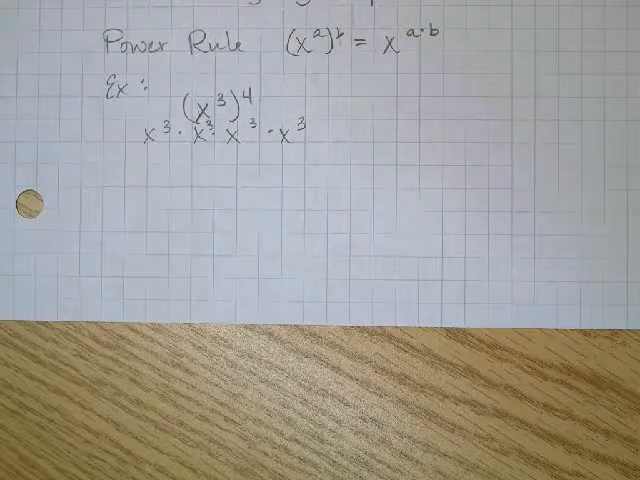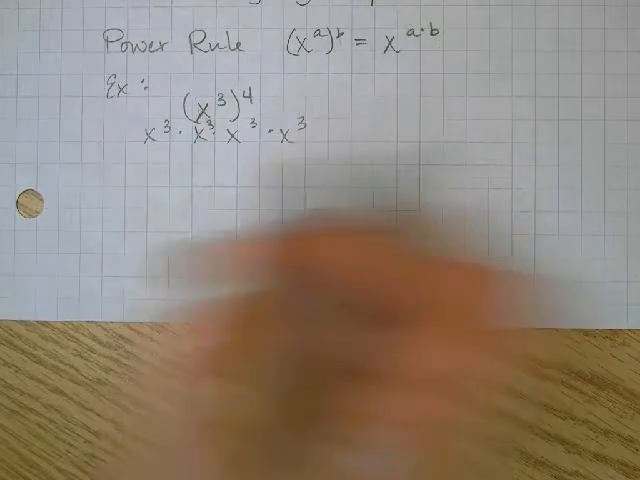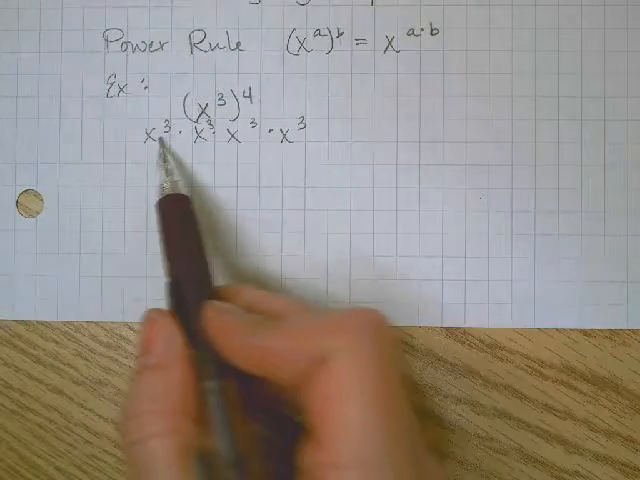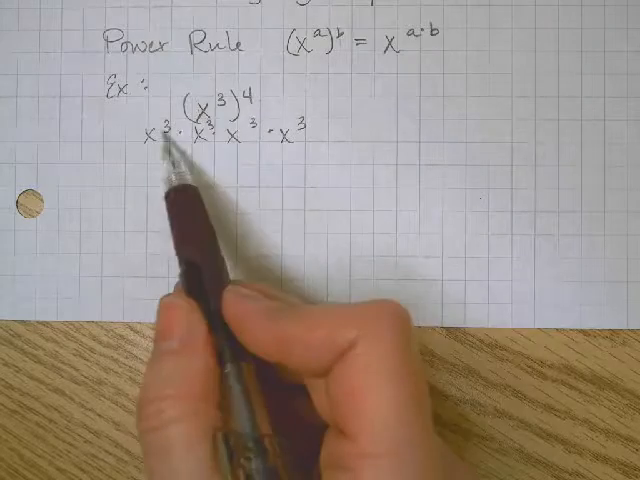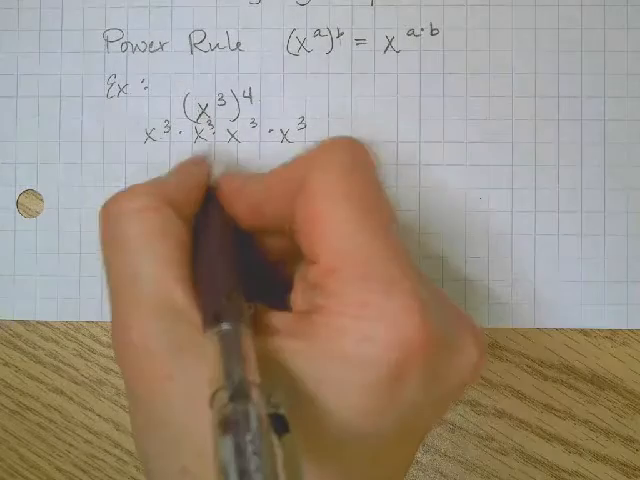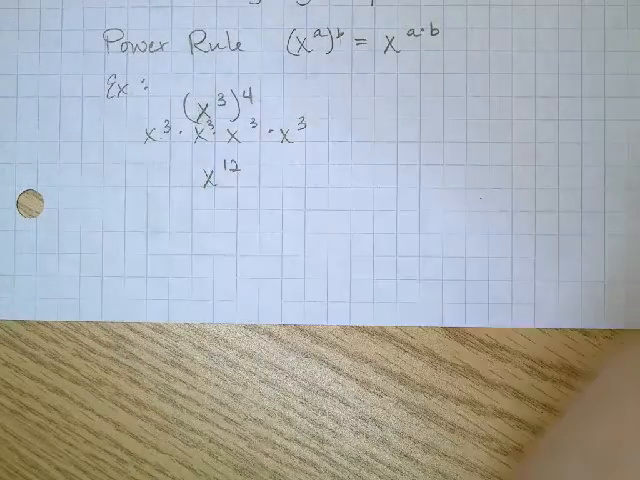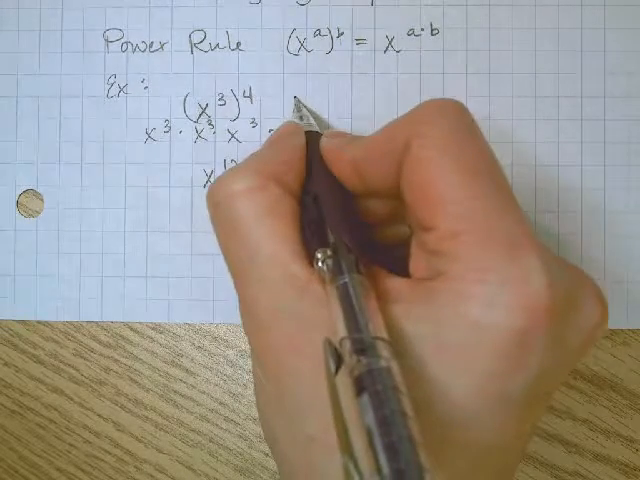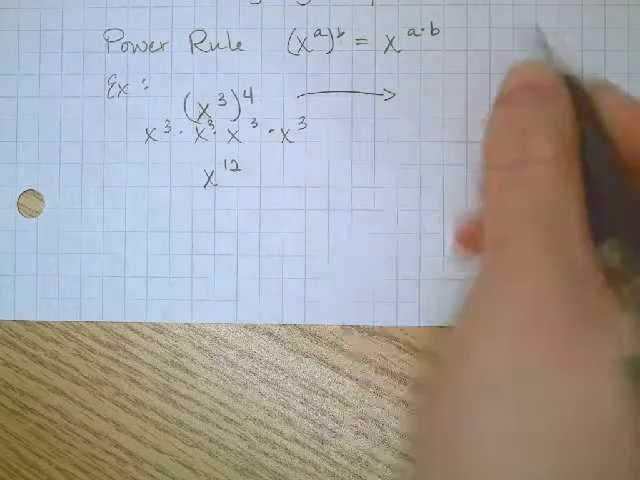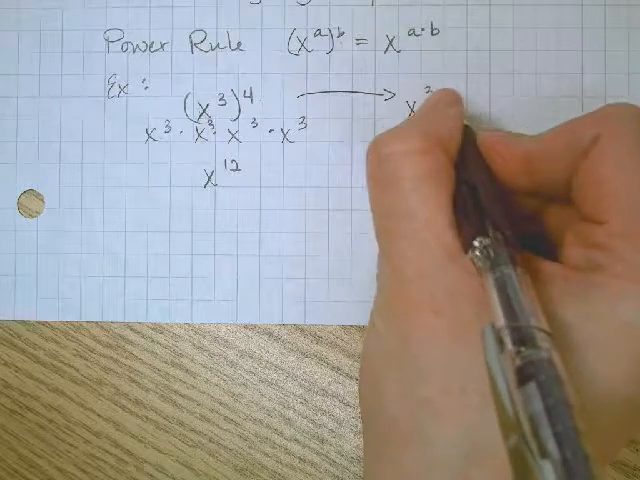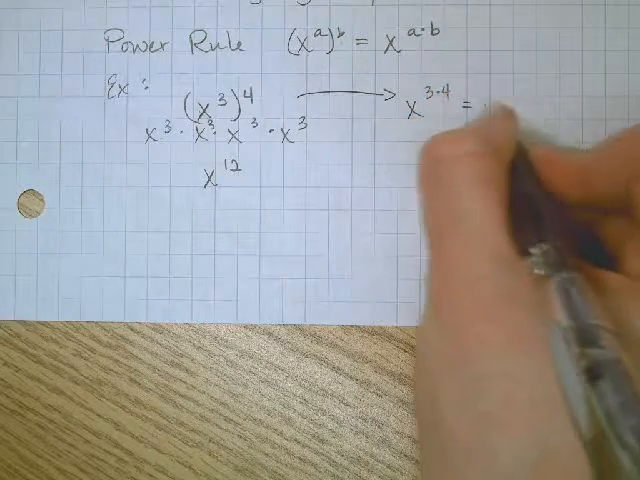I don't want to, though. I'm going to use my product rule, which tells me if I'm multiplying with the same base, I simply add the exponent. So 3 plus 3 plus 3 plus 3, which is x to the 12th. The other way to go about that, in the simpler way that I would do, is just x to the 3 times 4, which is x to the 12th.